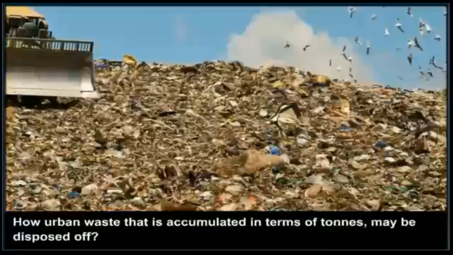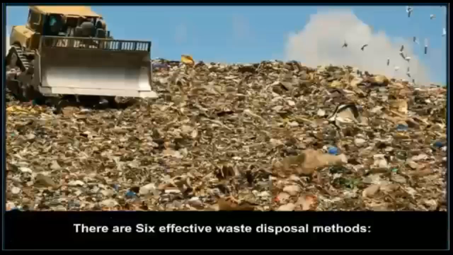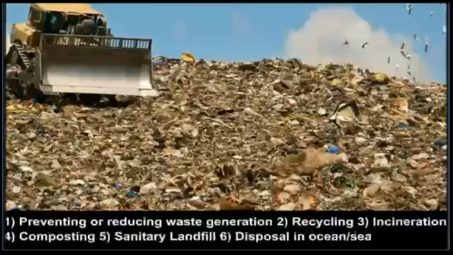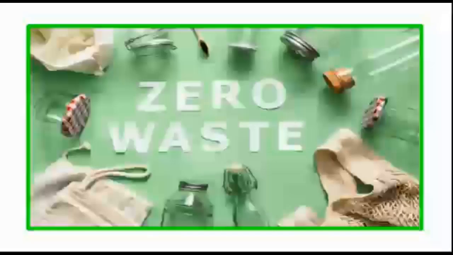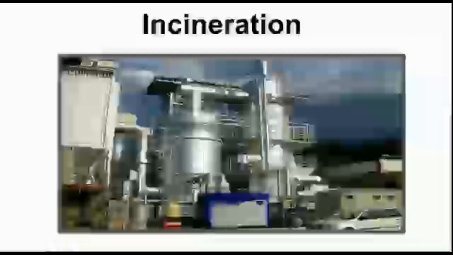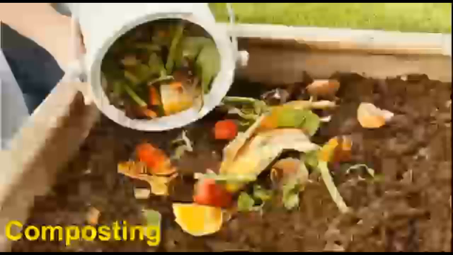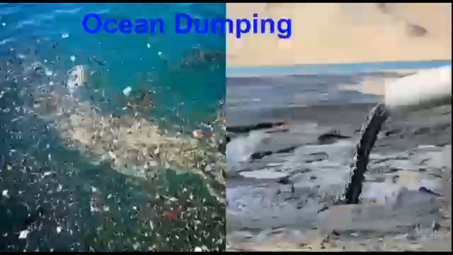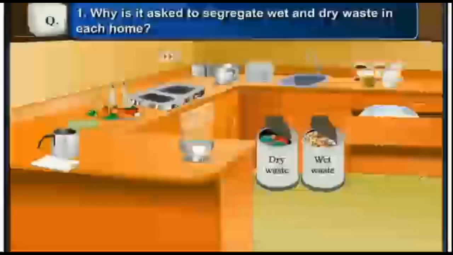Now, how does urban waste that is accumulated in tons, what are the methods in which this urban waste can be disposed of? There are 6 effective waste disposal methods. We begin with preventing or reducing the waste. Next is recycling, incineration, composting, landfills, ocean dumping. So these are the different ways in which the waste is disposed of.